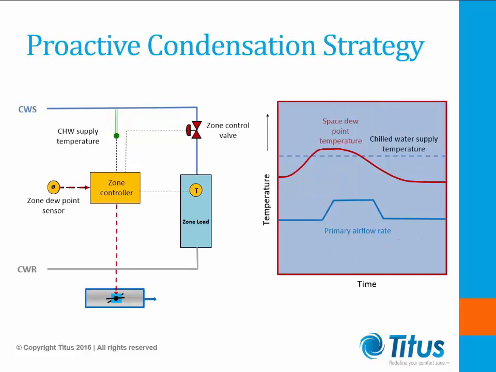Moving on to the two proactive control strategies. The first one involves the use of a zone dew point sensor, which again provides a signal of the space dew point temperature to compare to the chilled water supply temperature. In this application, instead of shutting down the chilled water control valve, we open up the primary airflow valve to the space and increase the airflow until the room dew point temperature is suppressed below the supply water temperature.